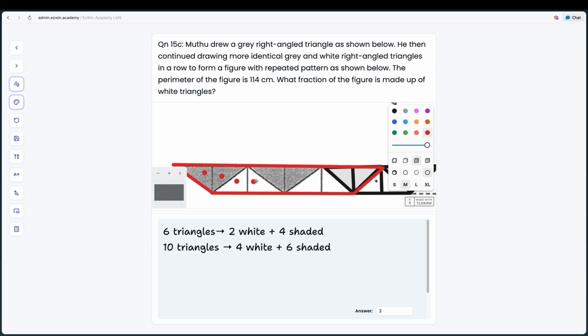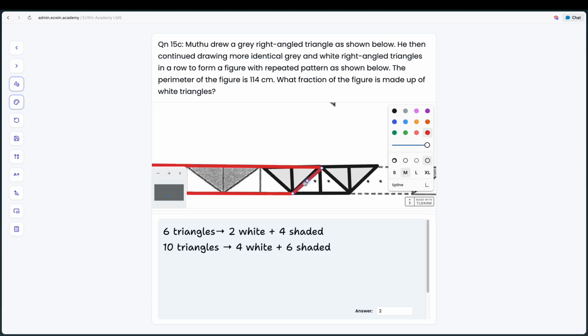1, 2, 3, 4, 5, 6, 7, 8, 9, and 10. So now also, how many white triangles? 1, 2, 3, 4. And then how many shaded triangles? 1, 2, 3, 4, 5, and 6. Okay. Now let's expand it a little bit more so you can draw this as well.